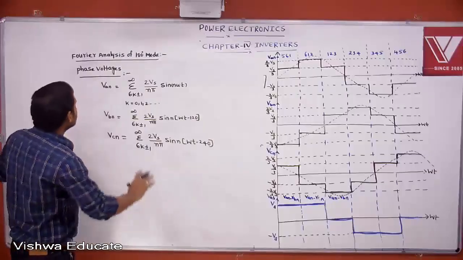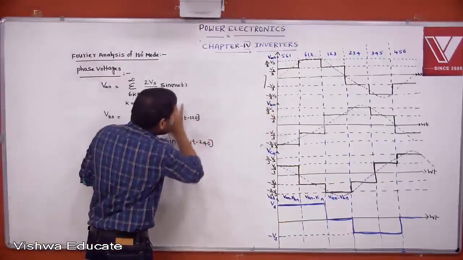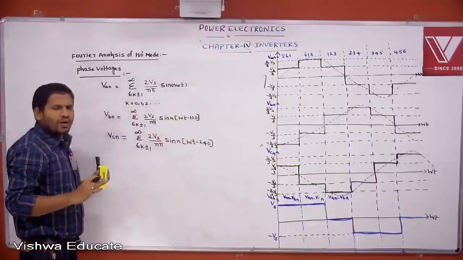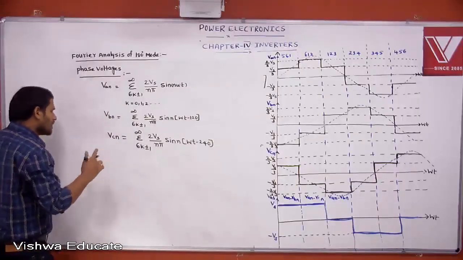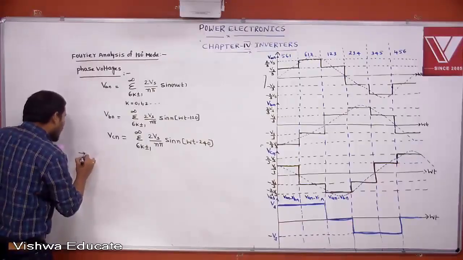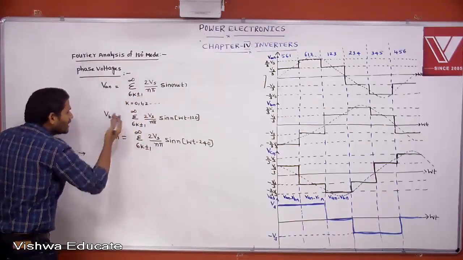Now this is the Fourier analysis. If you apply the Fourier analysis for this phase voltage, then we can get this. Now from this, I want to list out some points. One or two formulas, you tell me. We are not learning this by heart. Among all these, you remember only one, and from that you can write the others.